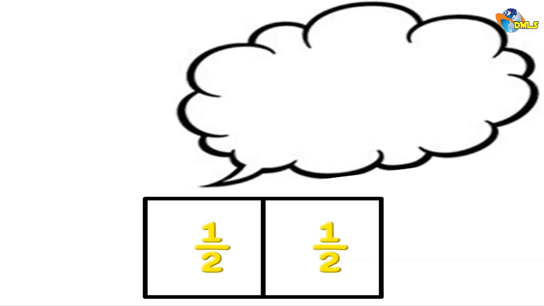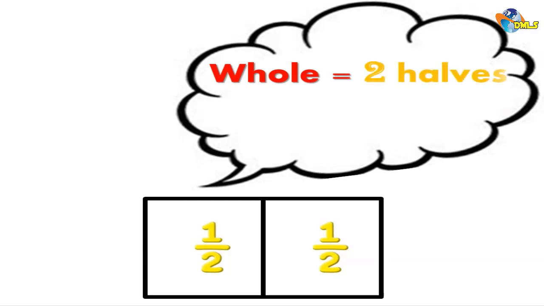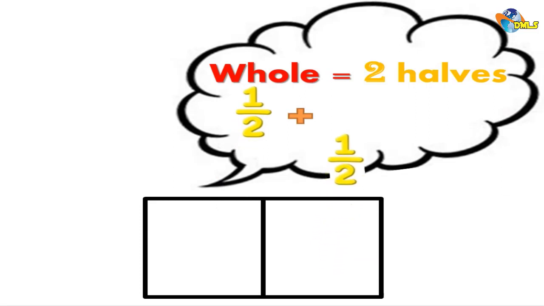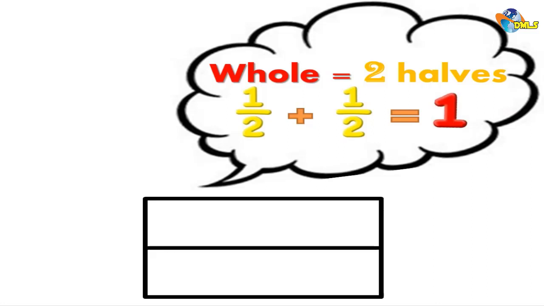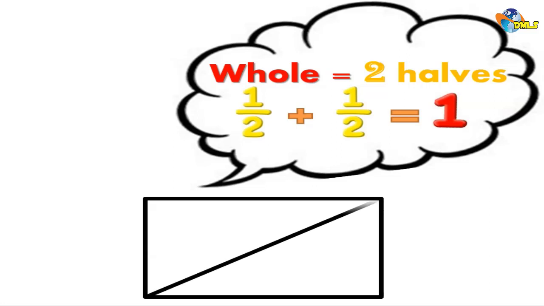A bar of chocolate, like a rectangle, we can divide it into equal parts. We have a half and another half. So any whole contains 2 halves. It equals 2 halves. Half plus half equals whole 1. I can divide a rectangle in other ways. I can split it into equal parts, half and half. Another way, I can divide it into equal parts, half and half.